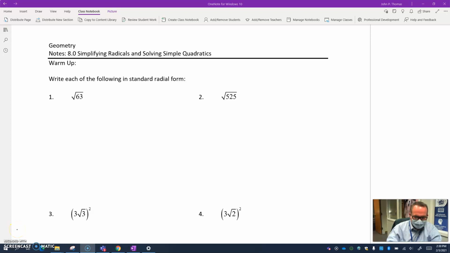Hi everybody, today we're going to take a look at the 8-0 notes on simplifying radicals. So this should be a review from your Algebra 1 days, but we're going to run through a few just to kind of remind you.